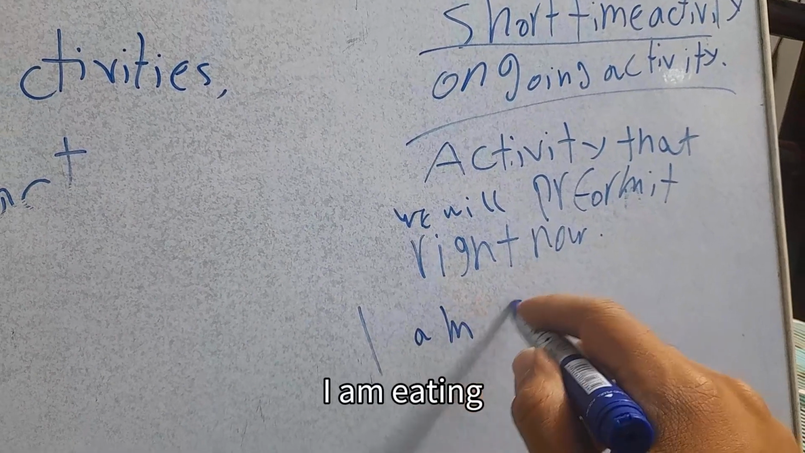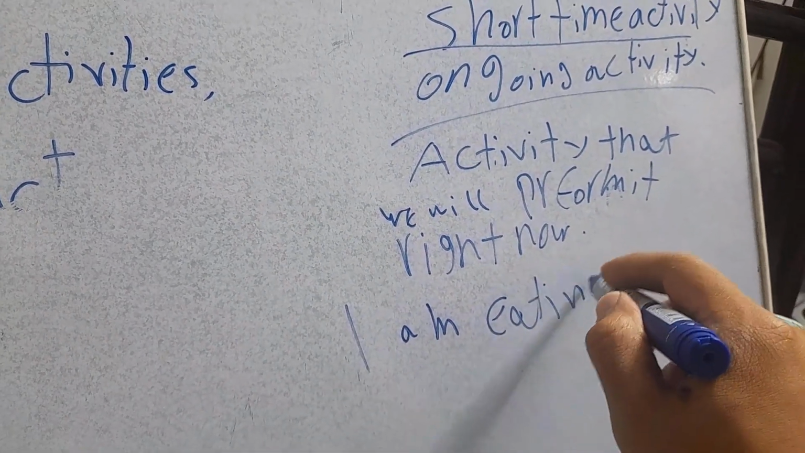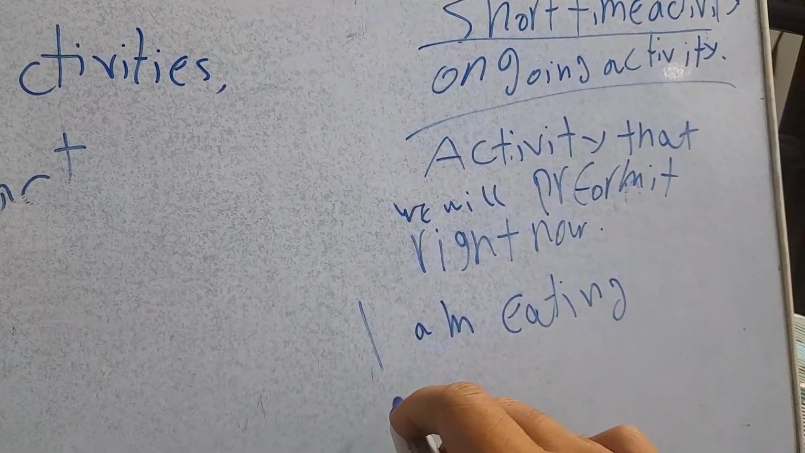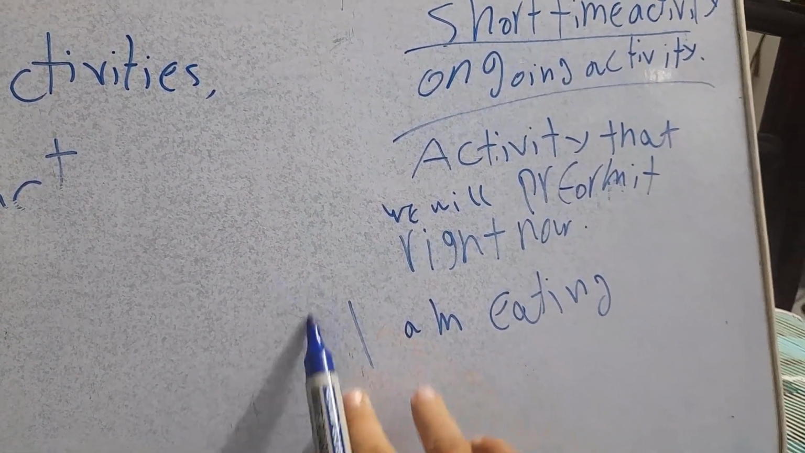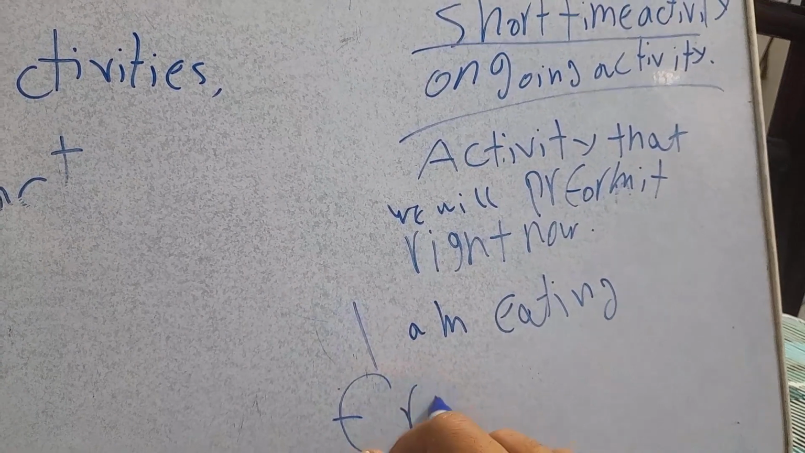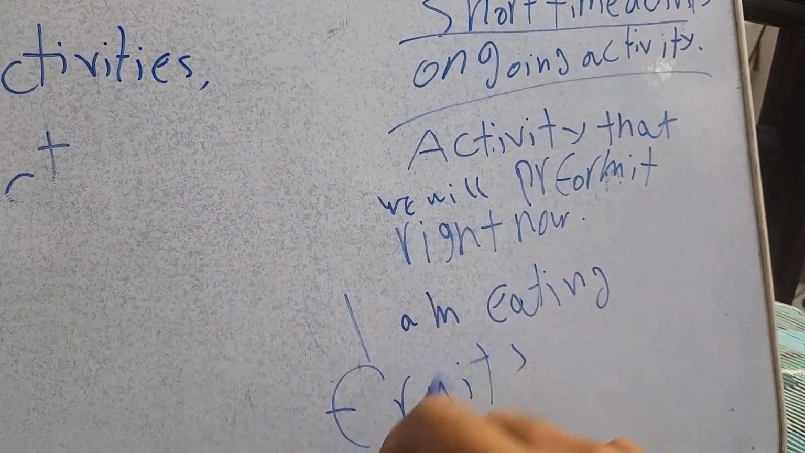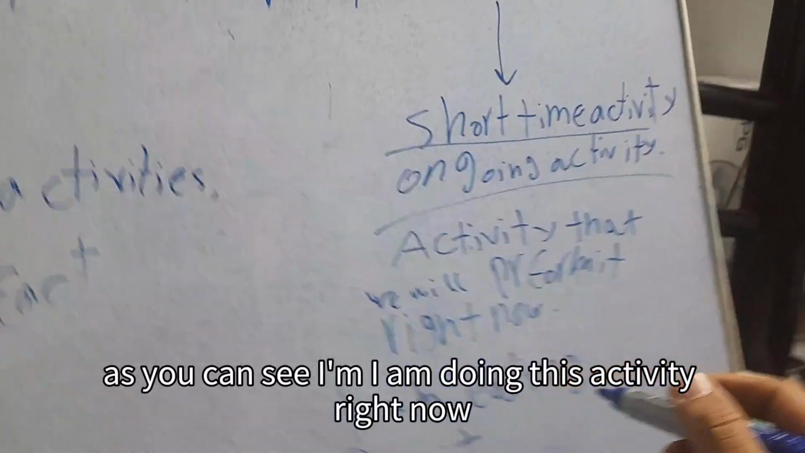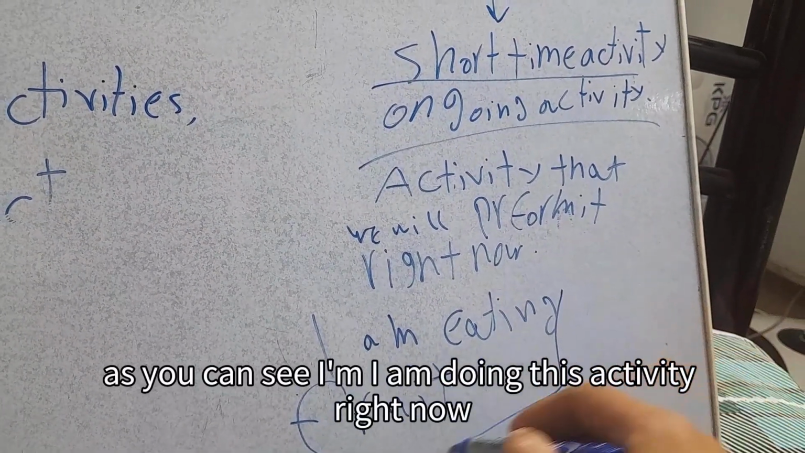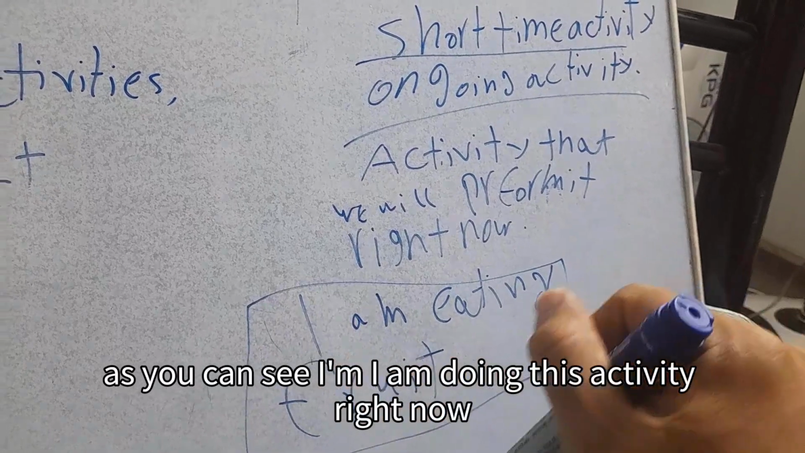For example, I am eating, for example, fruit. As you can see, I am doing this activity right now.